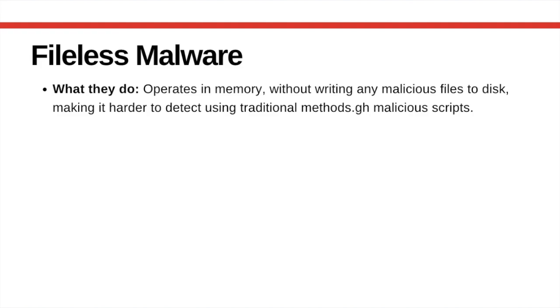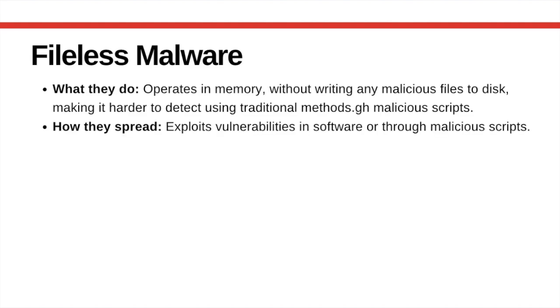Imagine a thief enters your house without leaving any footprints or using a key, just sneaks in through an open window and leaves no trace. That's how fileless malware works. Operates in memory without leaving traces on the hard drive, making it harder to detect. What they do: operates in memory without writing any malicious files to disk, making it harder to detect using the traditional methods. How they spread: exploits vulnerabilities in software or through malicious scripts.